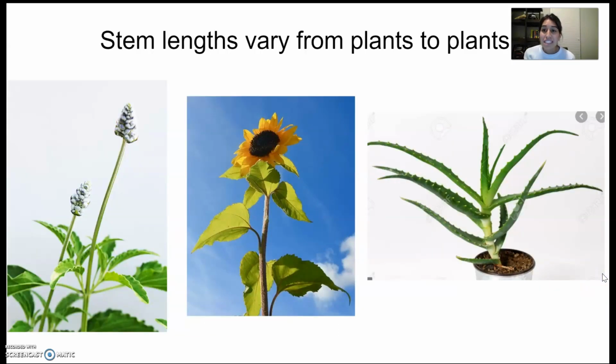Another one is their stem length. I'll give you various stems or plants here to look at. Stem lengths vary depending on the type of plant it is. Here we have the little cotton pieces on their tip. This is obviously a very long, skinny stem. The same goes for the sunflower. And then over here, this is an aloe vera plant. Obviously all flowers have their single stem, but this stem is just a little bit different.